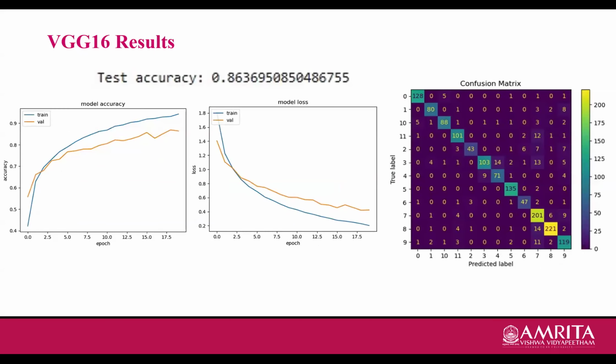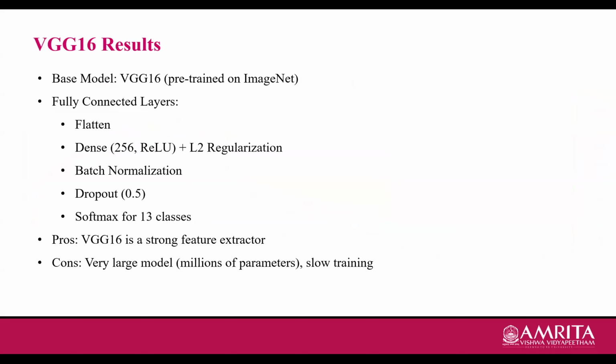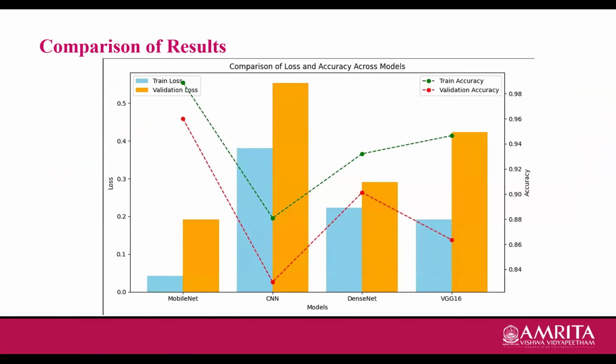VGG16. It is known for its deep architecture and consistency, but it is computationally expensive. We used it for comparison and benchmarking our model. And the accuracy is 86%. These are the hyperparameters. This is the comparison of the results of each model which we have trained.